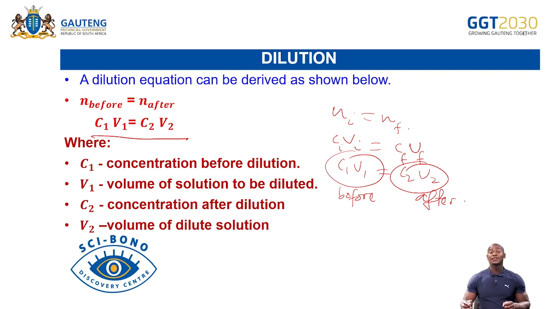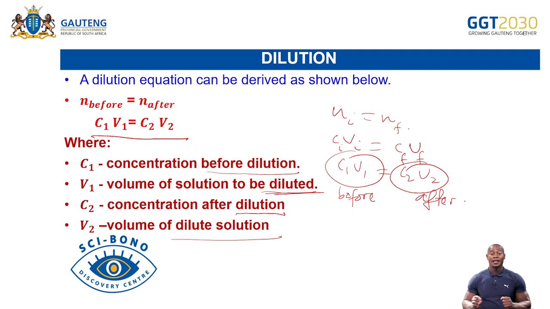Okay, so when it comes to C1V1 equals C2V2, C1 is the concentration of the solution before addition of water, which is before dilution. V1 is the volume of the solution to be diluted, so this is before addition of water again. C2 is the concentration after addition of water, and we are expecting that concentration to be less than 1, after addition of water. Then the volume of the dilute solution, that is V2.